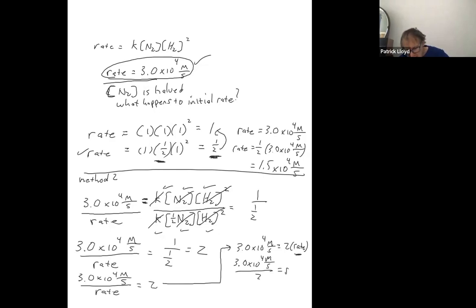And that would give us our rate. And that would be 1.5 times 10 to the 4 molarity per second. Same answer as we got with the first method. So these are 2 approaches. The second approach, there is a validity to that.